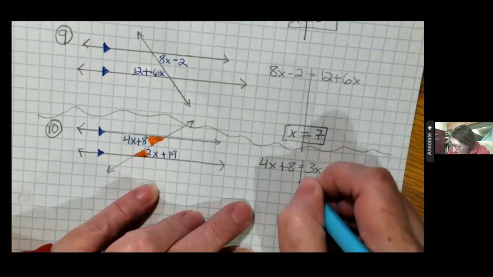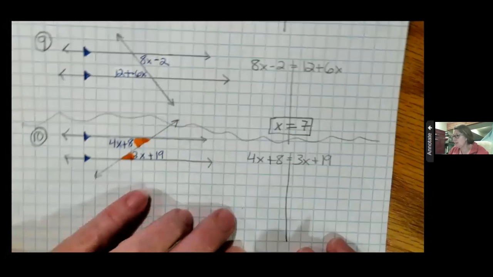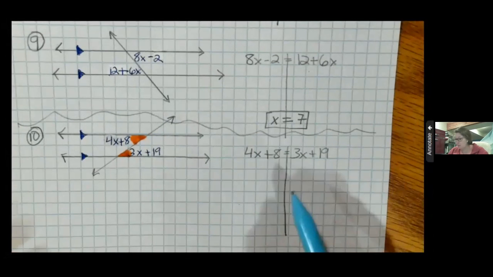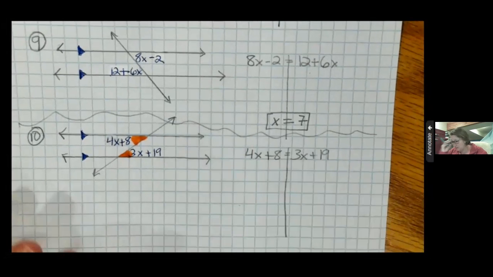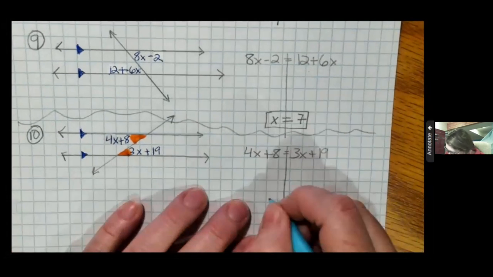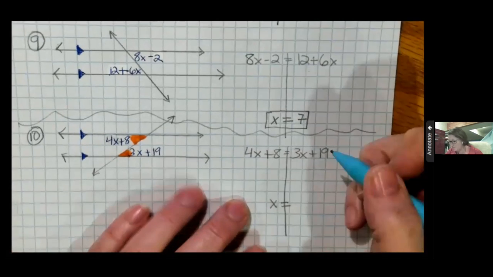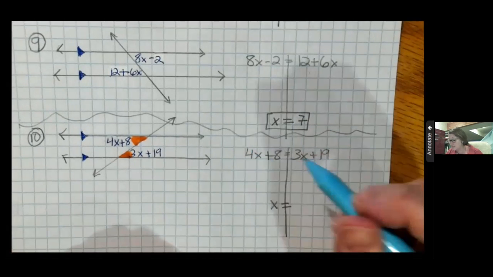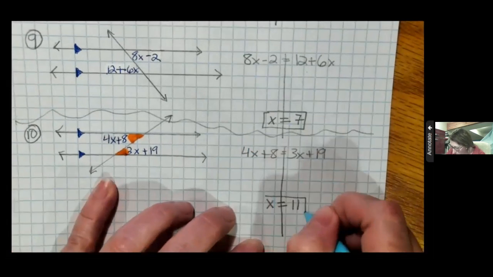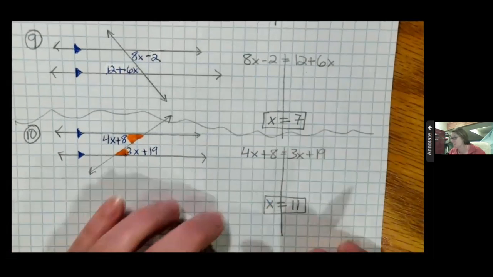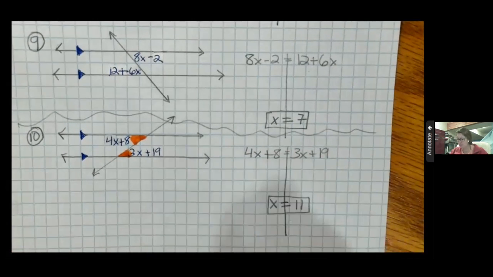And then you come down here. This is a two-step because you got to move your x's over and your constants over. And I will tell you that x equals... Okay, hold on a second. Yes, 11. I think that's right. Yeah. So x is going to equal 11.